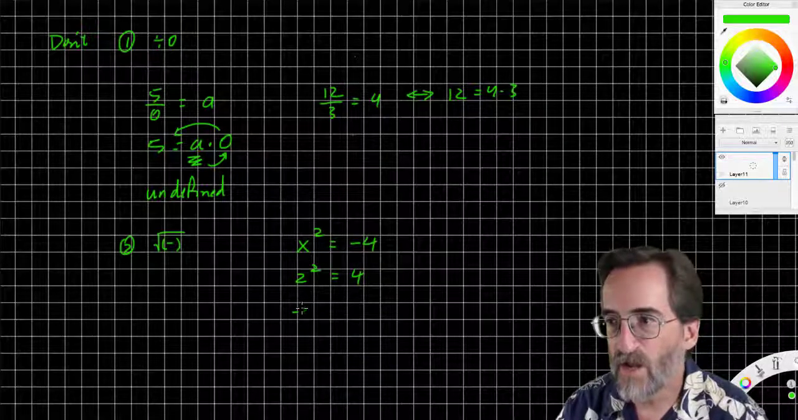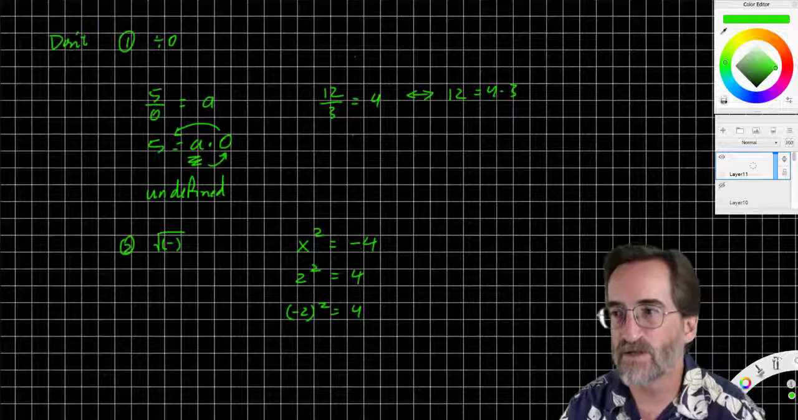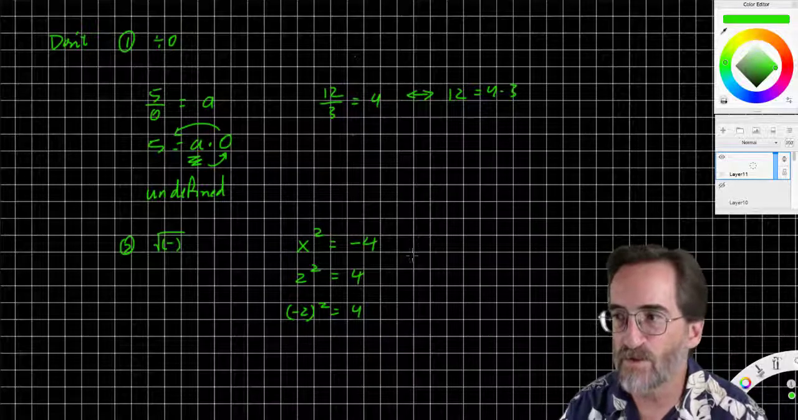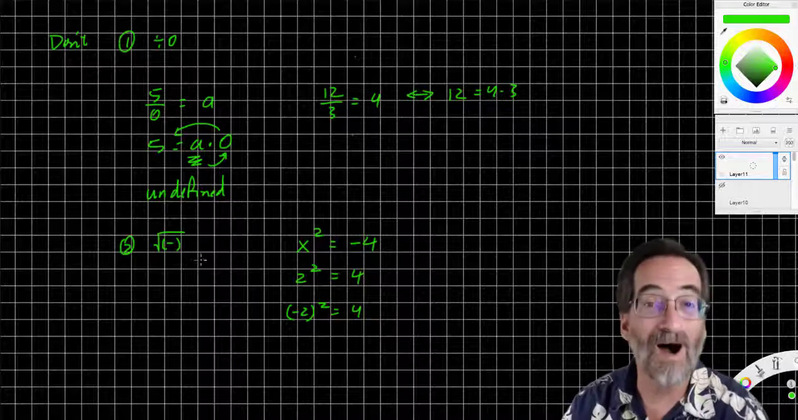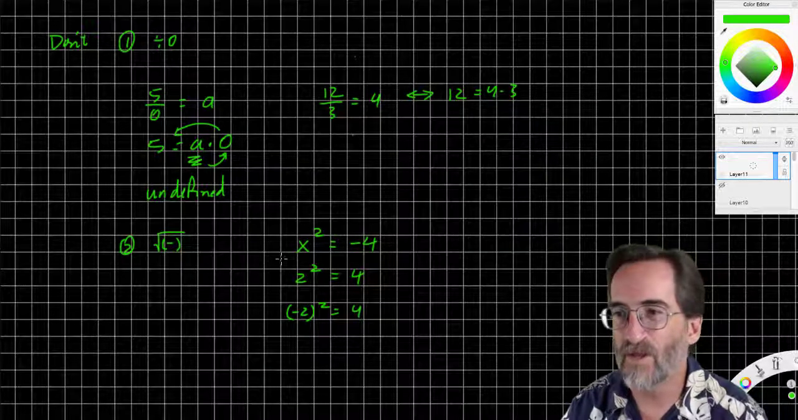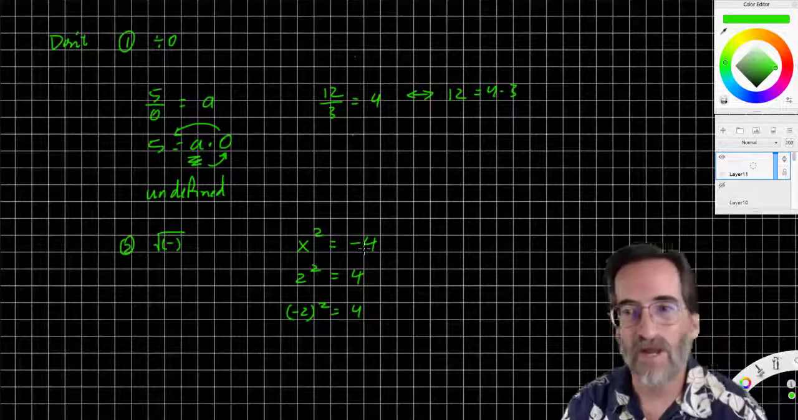And if x were negative 2, negative 2 squared is 4. Squaring any number, positive or negative, gives you a positive result. There is no solution in the real number system. Now, mind you, we could say 2i, right? And you're aware of that. But that's the complex number system. So you can't take the square root of a negative.